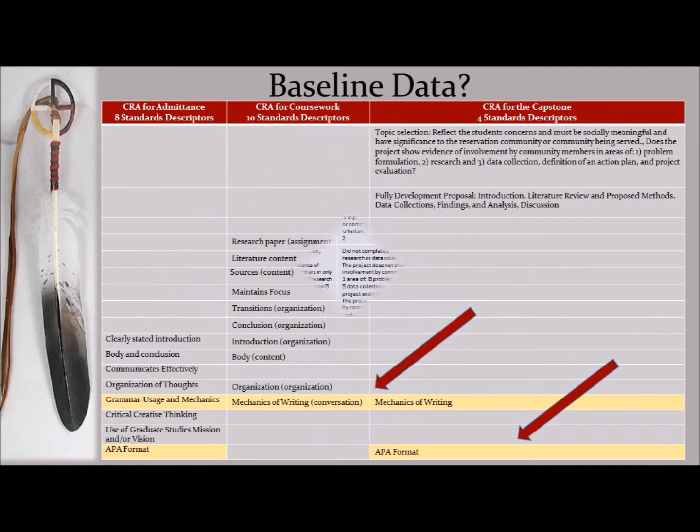The following graph documents the content of the Criterion Reference Assessment Program rubrics and the standard descriptors for admittance, the coursework, and the capstone experience. In considering 22 program standard descriptors, just one descriptor, the mechanics of writing, is being reinforced by the admittance requirements for the coursework and for the capstone experience.